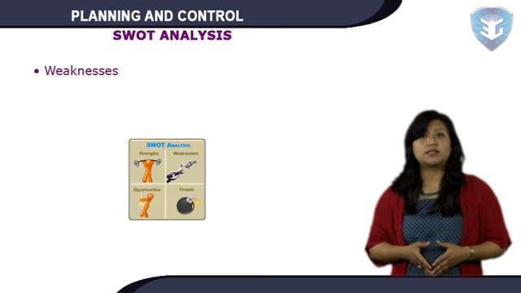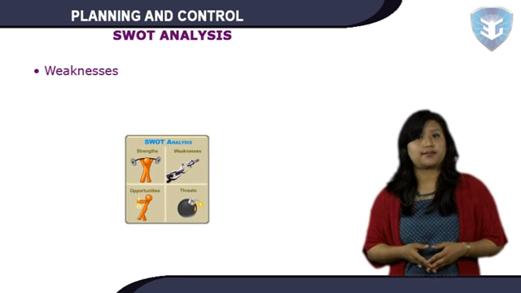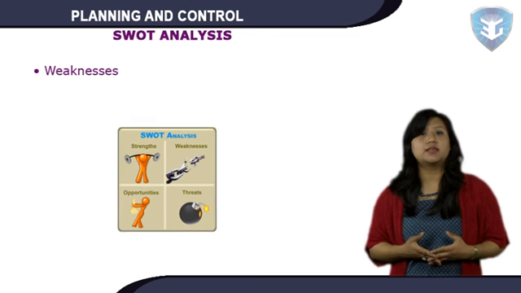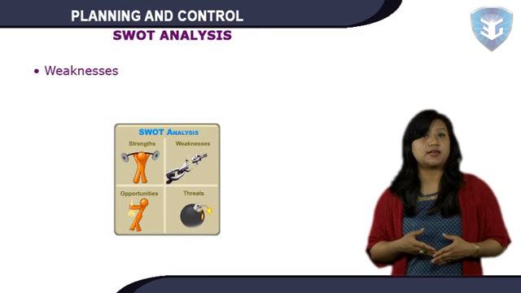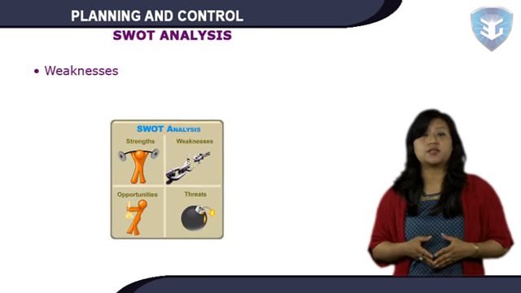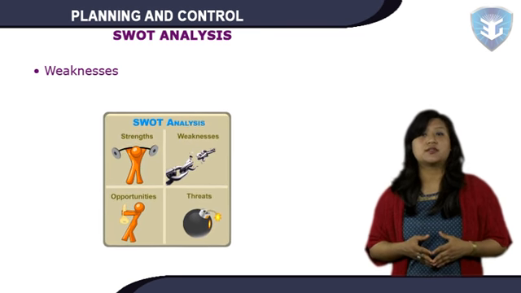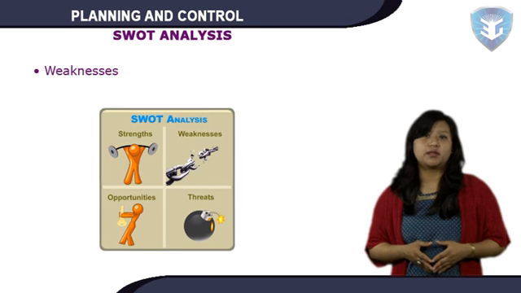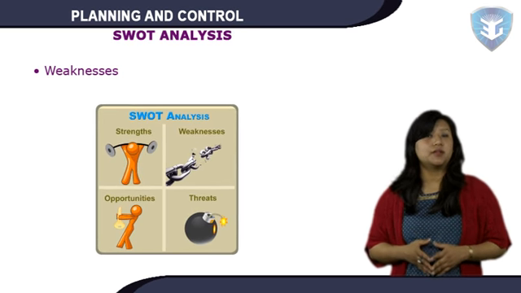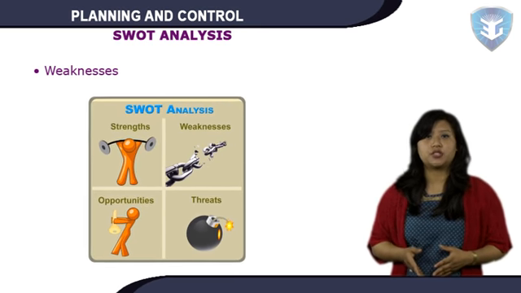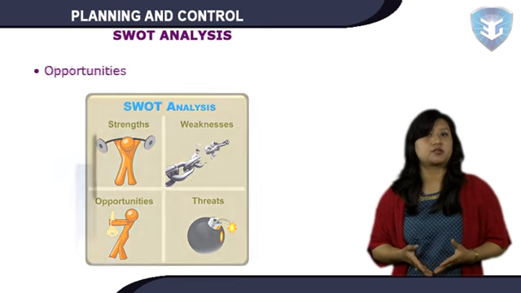Weaknesses. Weaknesses are the qualities that prevent an organization from accomplishing its mission and achieving its full potential. Weaknesses in an organization may be depreciating machinery, insufficient research and development facilities, a narrow product range, poor decision making, etc. Weaknesses are controllable. They must be minimized and eliminated. For instance, to overcome obsolete machinery, new machinery can be purchased.